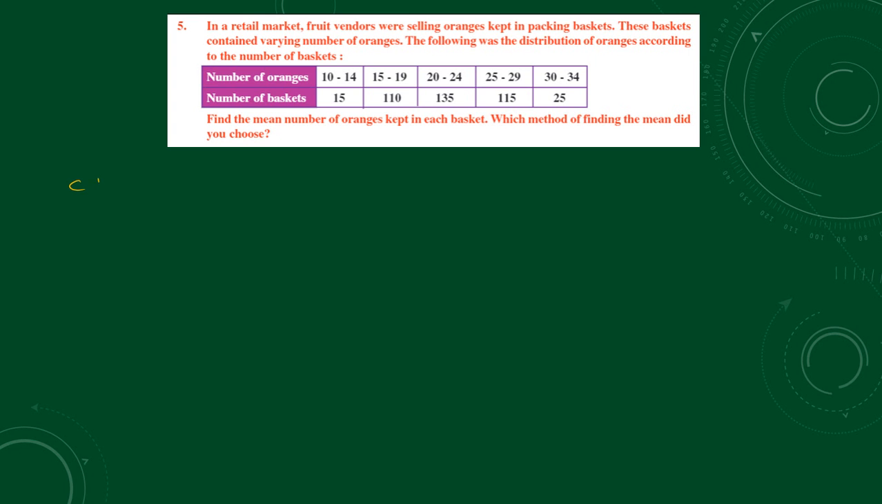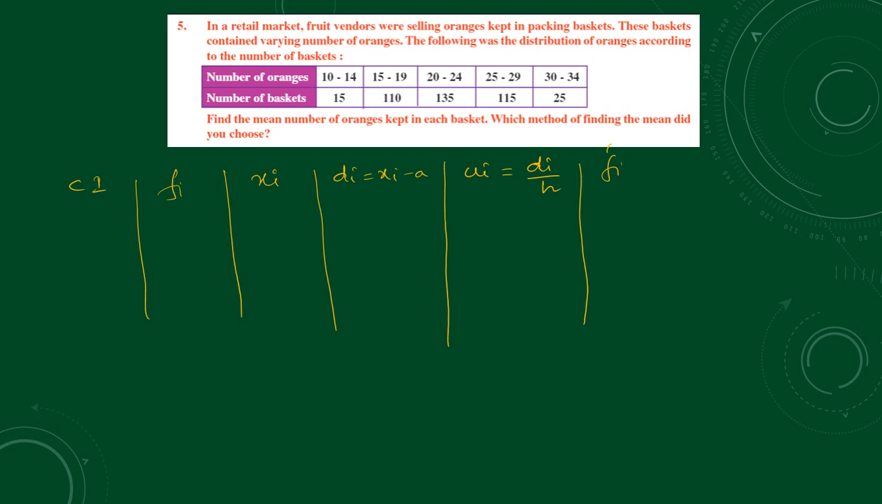First is the class intervals, that is the number of oranges. Next, the frequencies, that is nothing but the number of baskets. After that we are going to have the mid values. After the mid values, we are going to have the deviations, where deviation is equal to di = xi minus a, and finally we have ui. ui is nothing but di by h, and finally fi into ui. So these are the 6 columns which we need to fill.